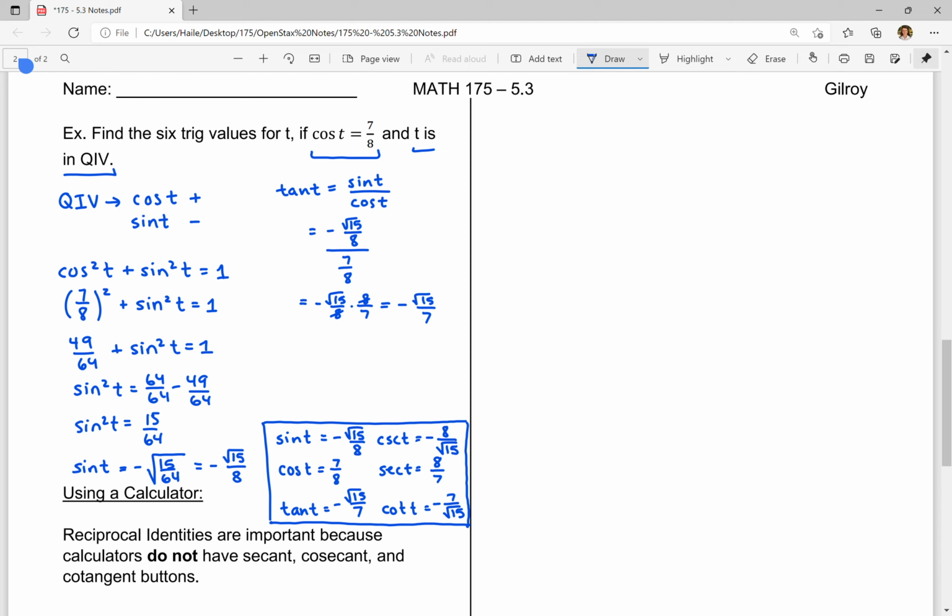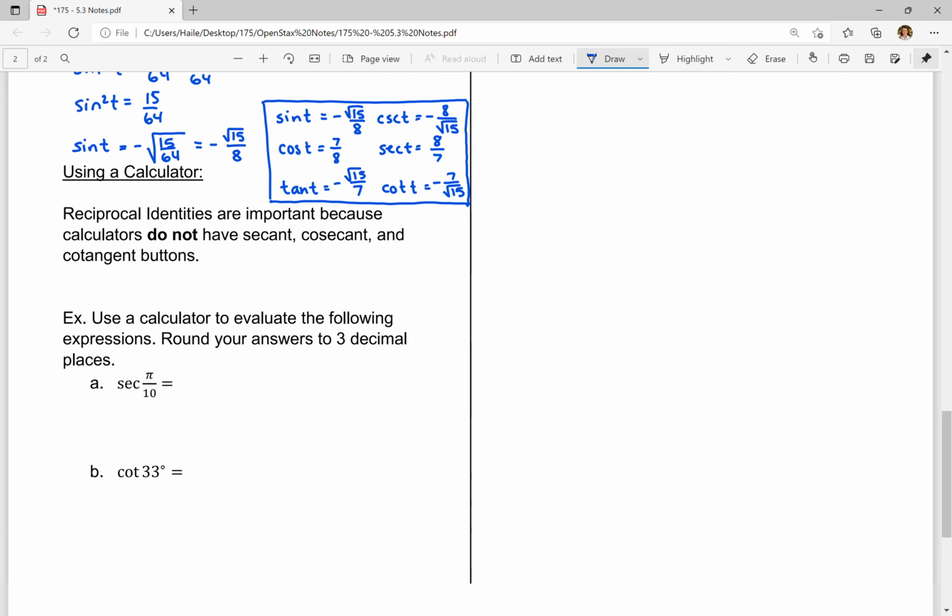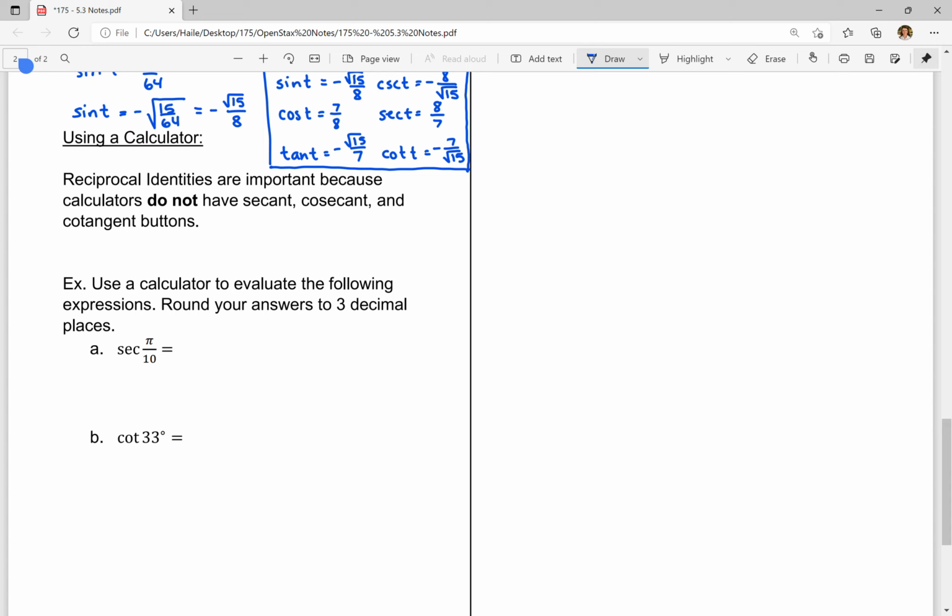Even though WebAssign doesn't really care about what work you show, it's a good idea to practice that, because on a test, the only thing I'm going to be grading is the work that you show, more so than your answer. Okay? The final thing we're going to do in 5.3, just like 5.2, is briefly talk about how we use a calculator to evaluate these functions.